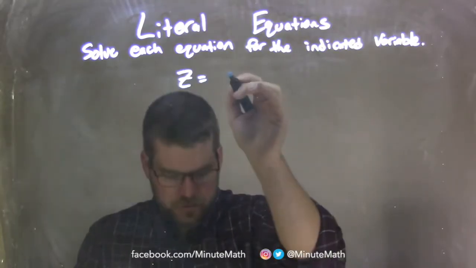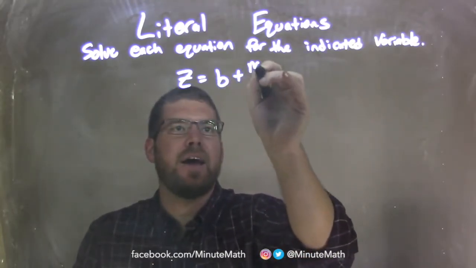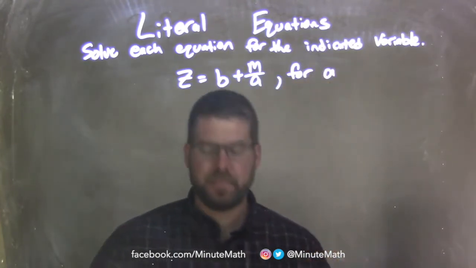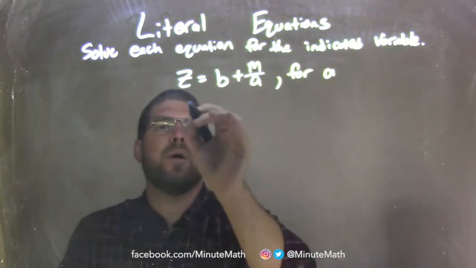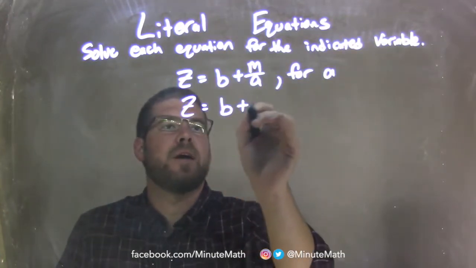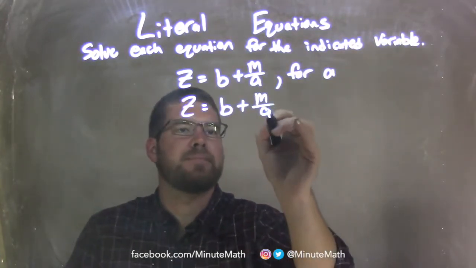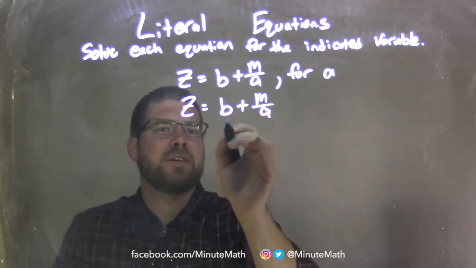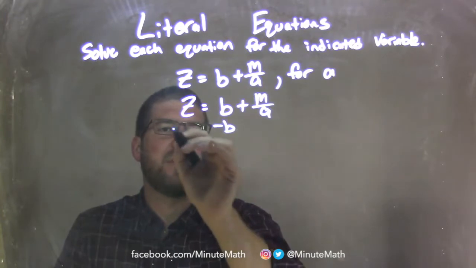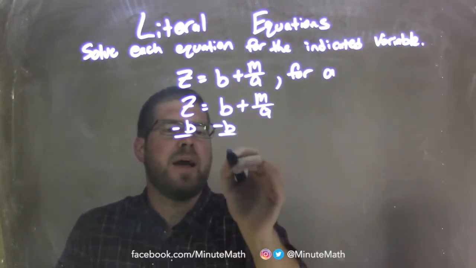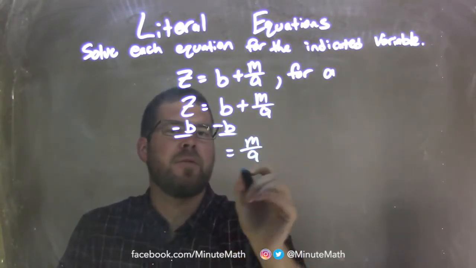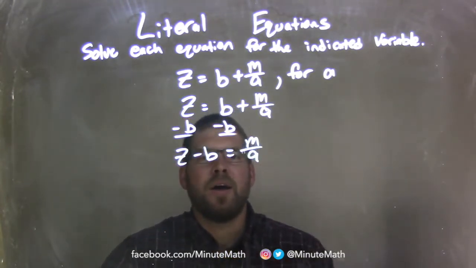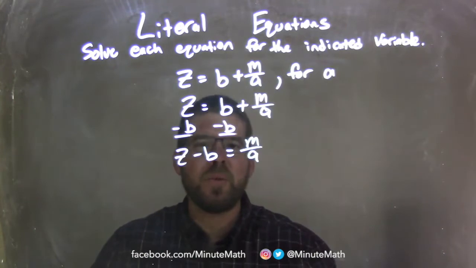Z equals B plus M over A. And we're solving that for A. Okay? Well, I'm going to rewrite my equation here. Z equals B plus M over A. To get A by itself, I'm going to subtract a B from both sides first. That leaves me with an M over A by itself on the right, and I have Z minus B on the left. Now, here's where we can do something.